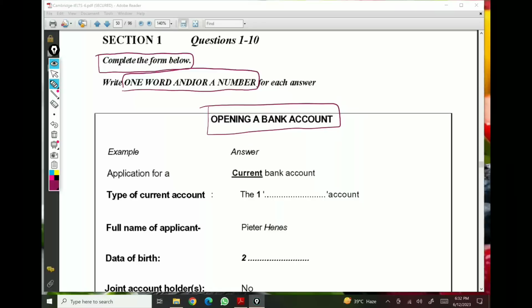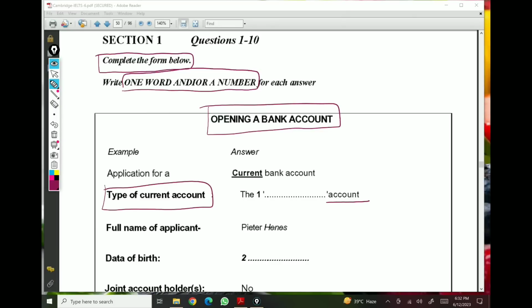Okay, how many of you have bank accounts? You know, when you went for your bank account, they asked you source of income, and you need a credit card, what do you call, debit card and all that. Okay, an example answer is given, but now they have removed this example and answer. Type of current account. Now you have to see type of current account. They've mentioned current account. The dash account. Now, dash account means they will say something about that account.